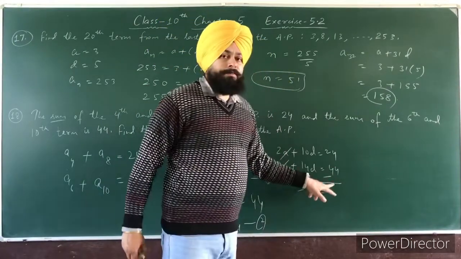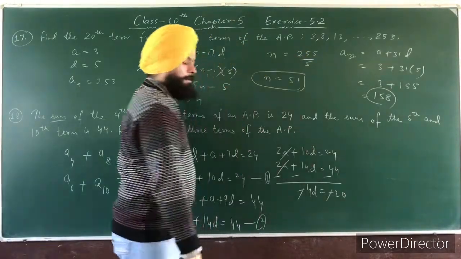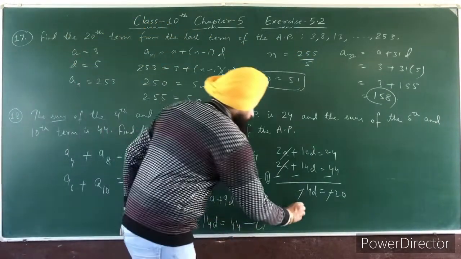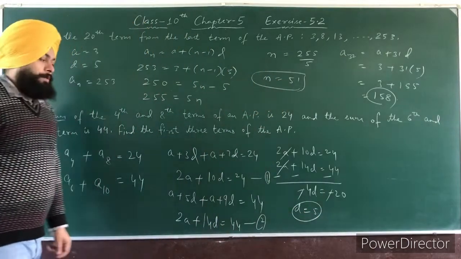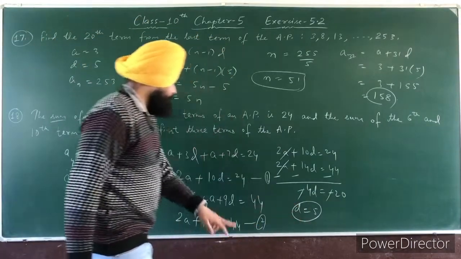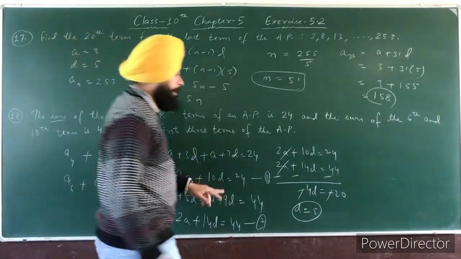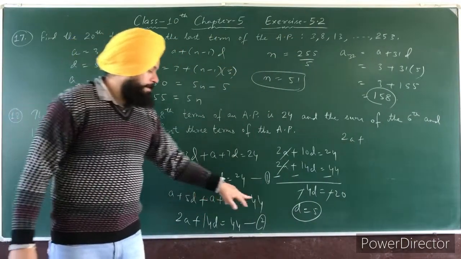Now 24 minus 44 is minus 20. Now again the minus is cancelled from both sides. So what is D? D is 20 by 4. It is equal to 5. So this means the common difference is 5. I will put the value for D in this first equation. So we get 2A plus 10D. Now D is here 5.